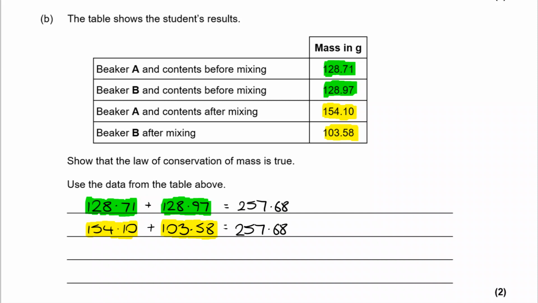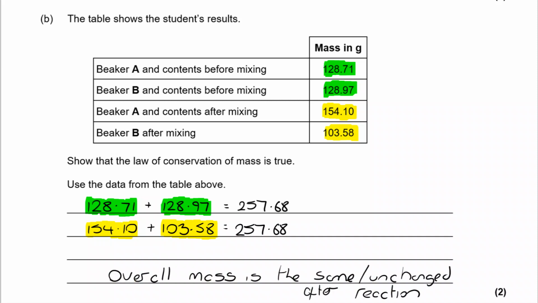Now this has shown us that the mass hasn't changed. But we are being asked to say how this shows us the law of conservation is true. The numbers aren't explanation enough. So we need to say that overall the mass is the same. It's unchanged after the reaction compared to what we saw before the reaction.